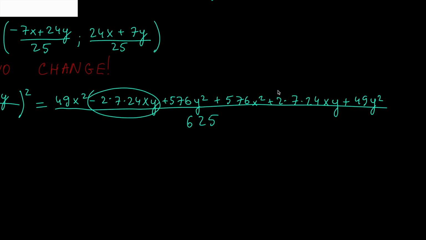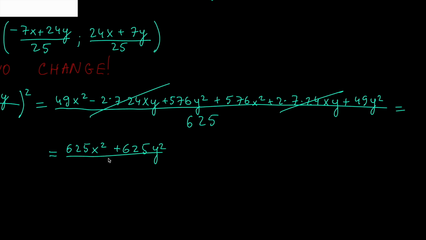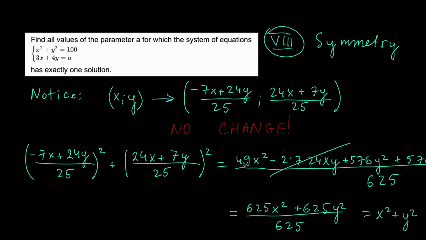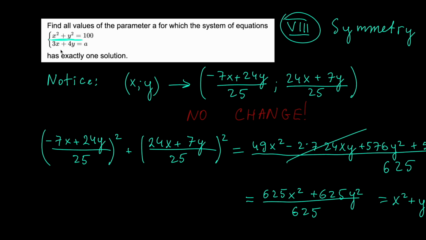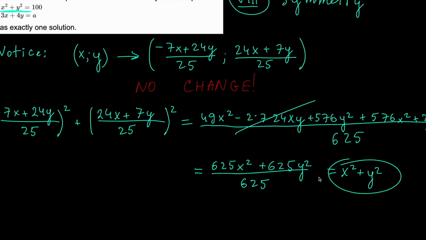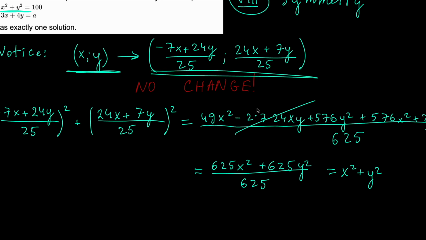Now these two terms cancel each other. So we just cancel them. Now notice that 49x squared plus 576x squared is equal to 625x squared. And here we also have 625y squared. We divide all that by 625 and we get x squared plus y squared. So we had that equation, x squared plus y squared equals 100. We substituted x and y with this, and now the left-hand side of the equation remains the same. There is no change. That means that for every solution pair x and y, there's another solution pair, which looks like this.